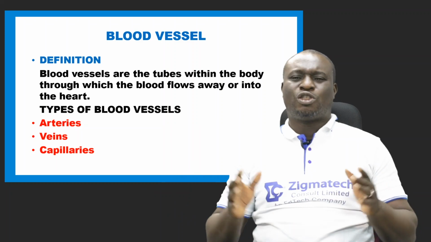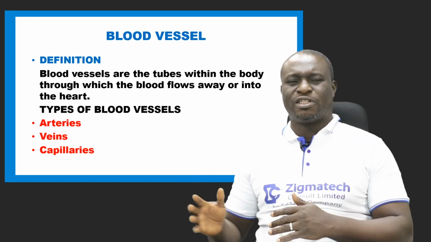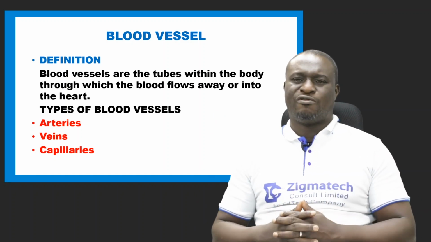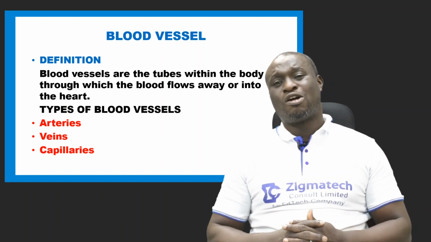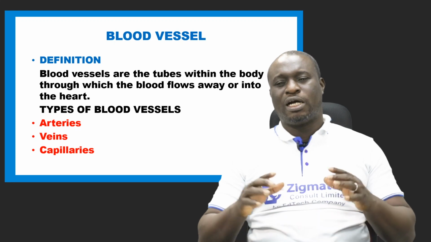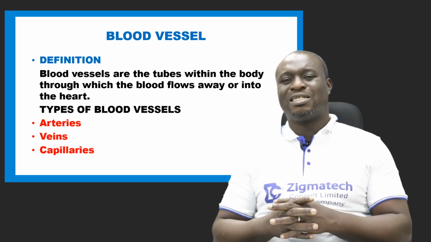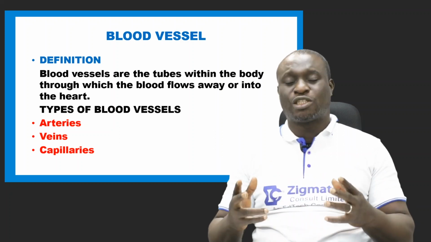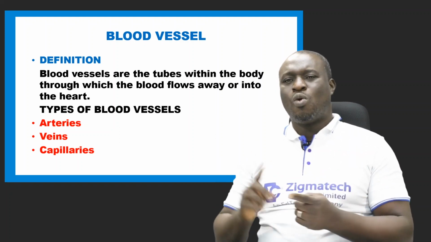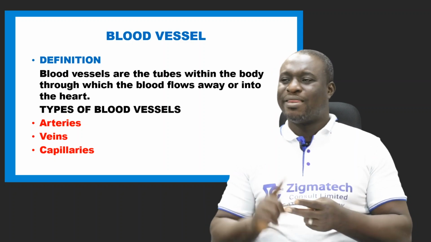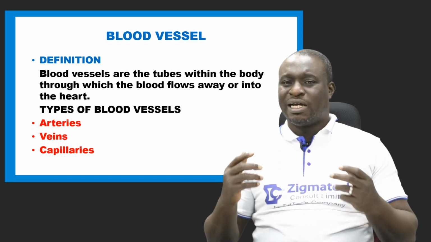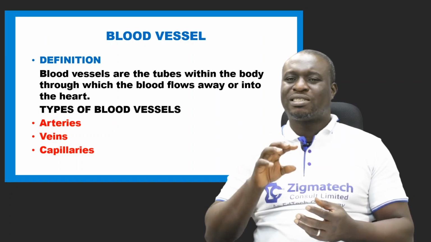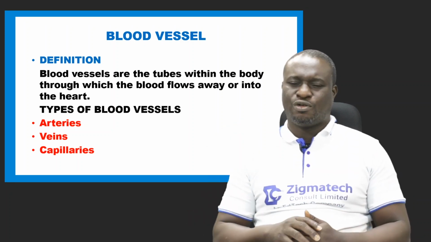Now let's talk about blood vessels. What are blood vessels? And remember, we said that one of the components of a circulatory system, one of the things that makes up the circulatory system, is the blood vessels and the other is the heart. And I said the heart will be discussed in other classes we're going to have. But please take note of blood vessels.